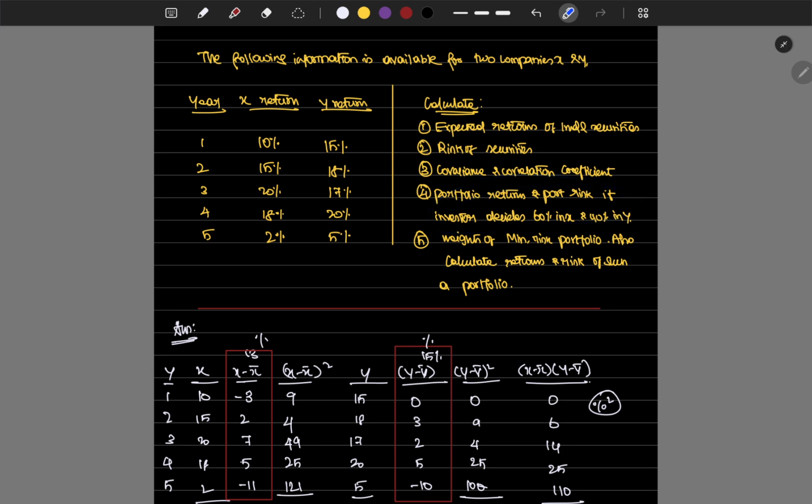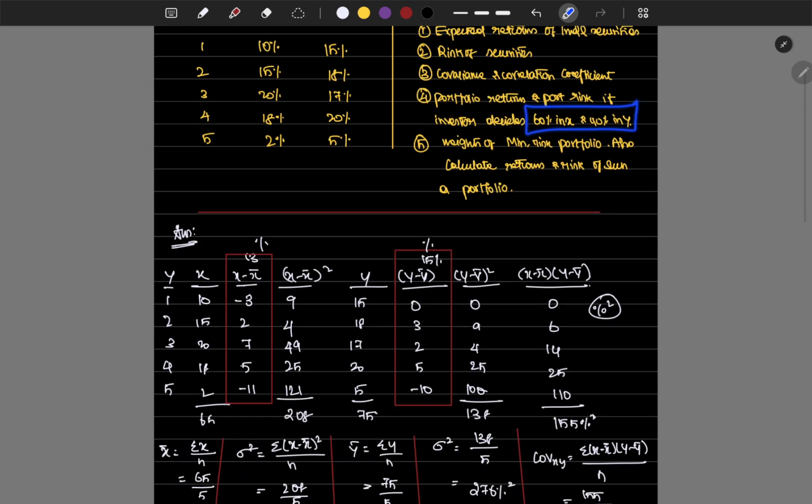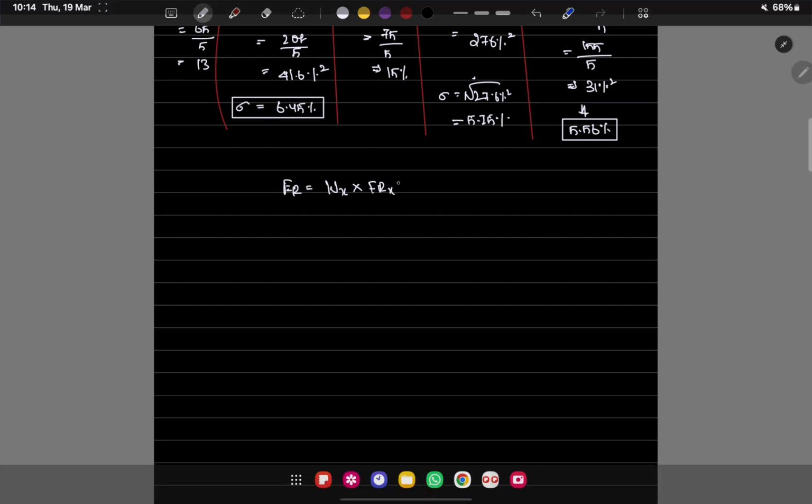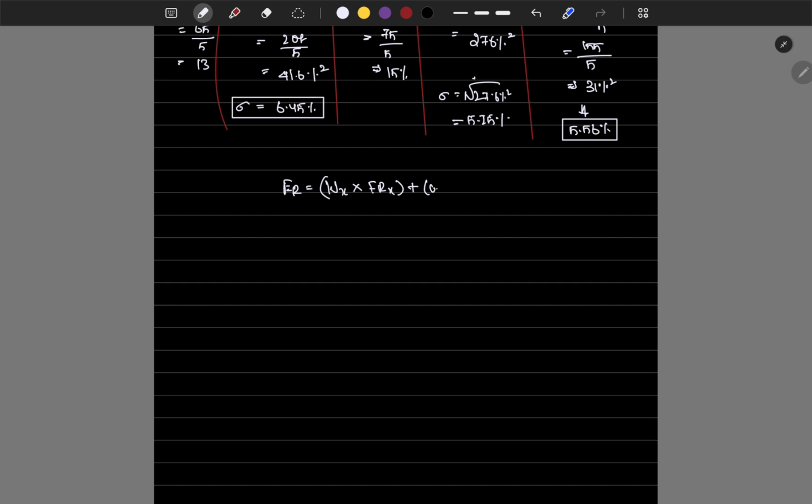We'll go to the next part, which is portfolio returns and portfolio risk. If the investor decides to invest 60% in x and 40% in y, what is the expected return of the portfolio? What's the formula for expected return of portfolio? Weight of x into expected return of x, plus weight of y into expected return of y.